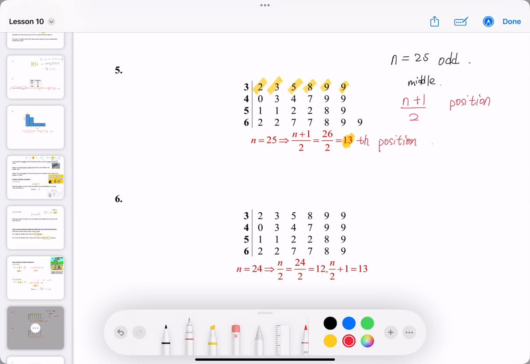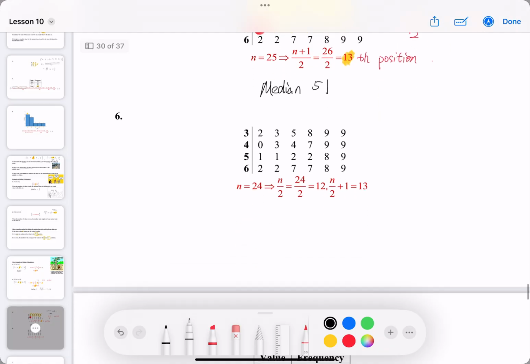And let's find where the 13th position is. So we have counted the first 6 numbers. Let's keep counting. 1, 2, 3, 4, 5, 6, 7, 8, 9, 10, 11, 12, 13. Let's use different colors. 13, which is 51. My 13th number is 51. That means my median is 51.